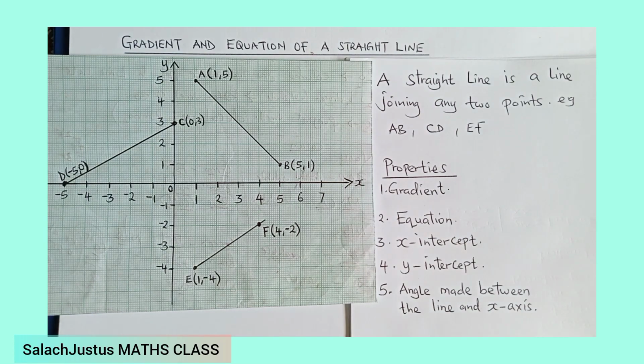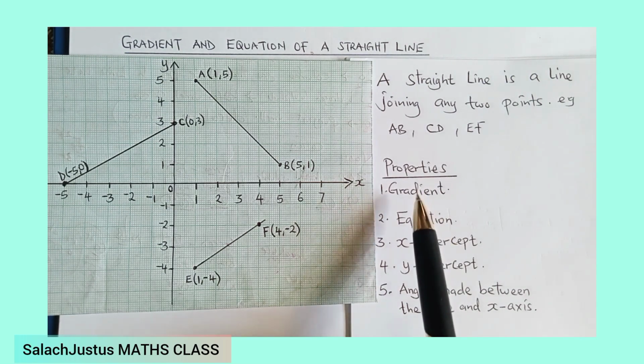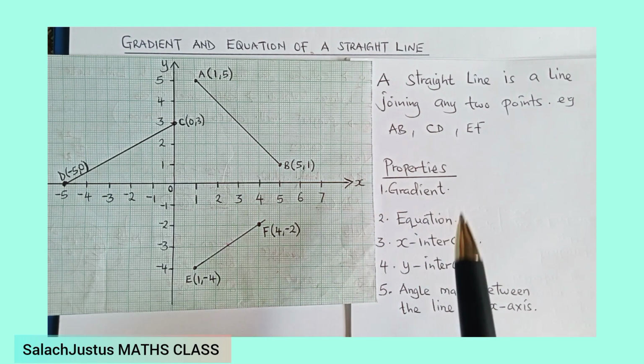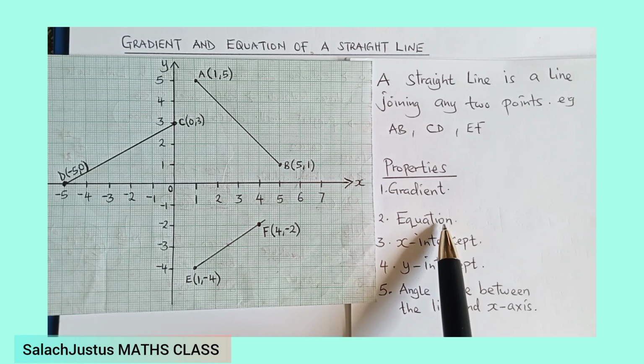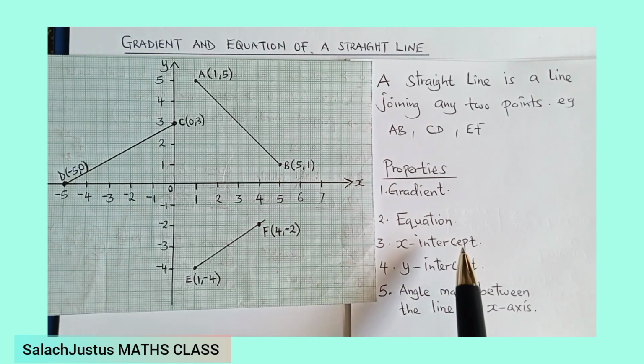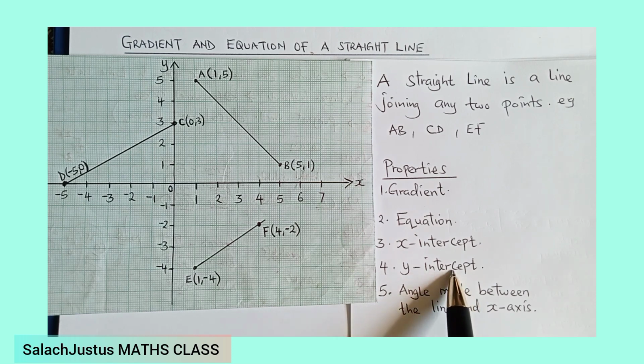Okay, let's now begin. Straight lines are very interesting. They have several properties. Let me take you through the following. 1. A straight line must have a gradient. A gradient is a slope. A straight line has an equation. A straight line has an x-intercept. A straight line has a y-intercept.